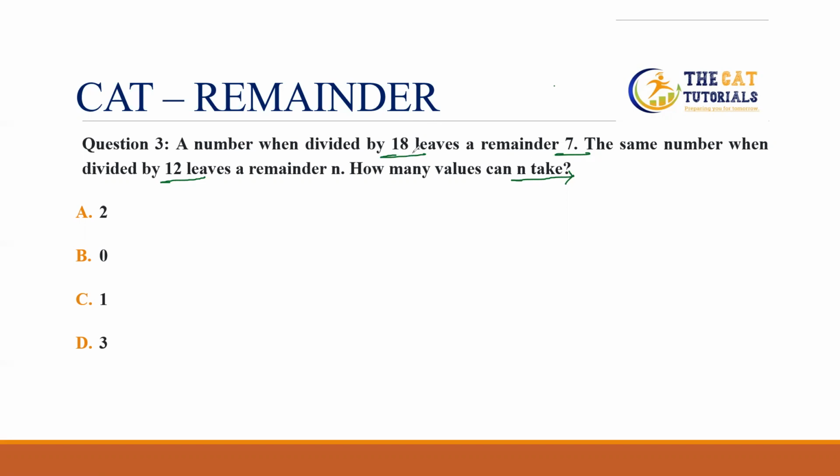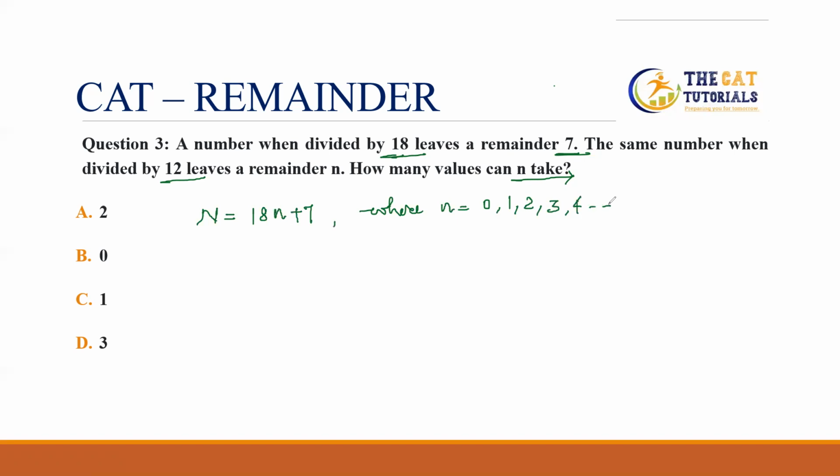So if a number is divided by 18 and leaves a remainder 7, then what can we say the general expression of the numbers is? We can represent the number by 18n plus 7, where n is a whole number. So what is the meaning of n is a whole number? n can take the value of 0, and can take the value of 1, 2, 3, 4 and so on.